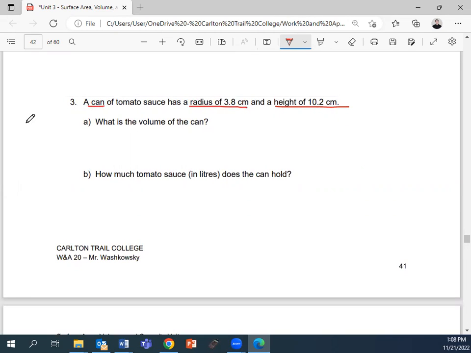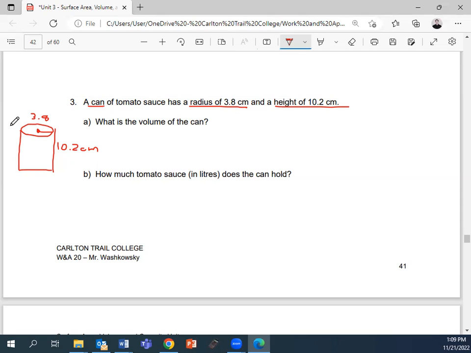In this case, you can draw this if you want. You don't always have to. I'm going to draw just for this. You don't have to if you don't want to. So in this case, it's saying my radius is 3.8 centimeters and my height is 10.2 centimeters.